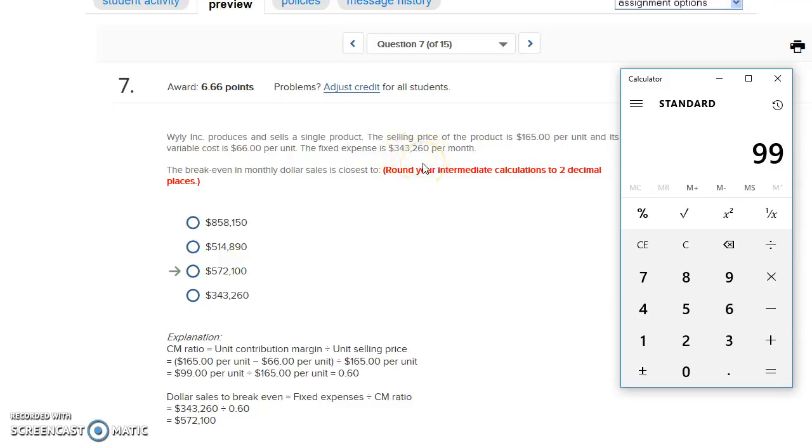$343,260. So for every bike that we sell, we have $99 that can go towards our fixed expenses. Once our fixed expenses are paid for, then each $99 now goes to profit. So how many bikes are we going to have to sell to get that $99 to pay for our fixed expenses? So $343,260 divided by 99. We're going to have to sell 3,467, well, 3,468 really, and we're selling them for $165. So we're going to have to sell $572,100 worth.